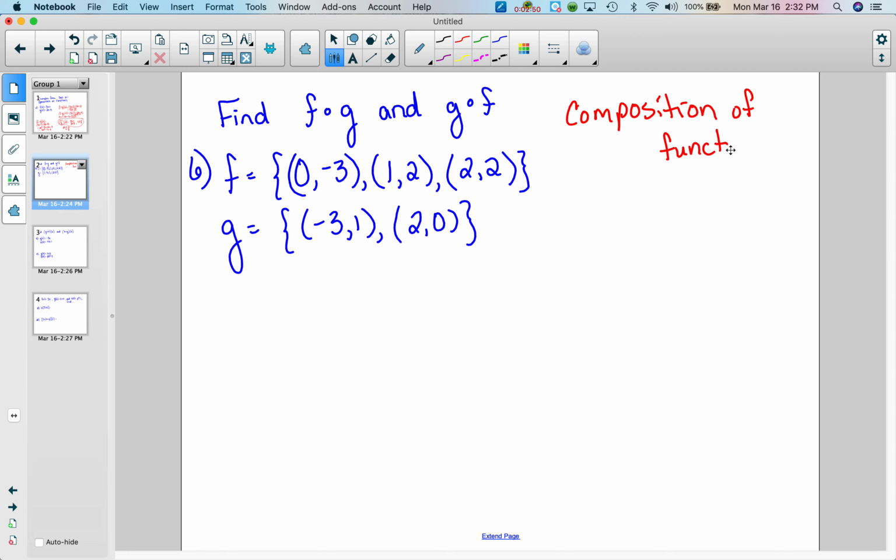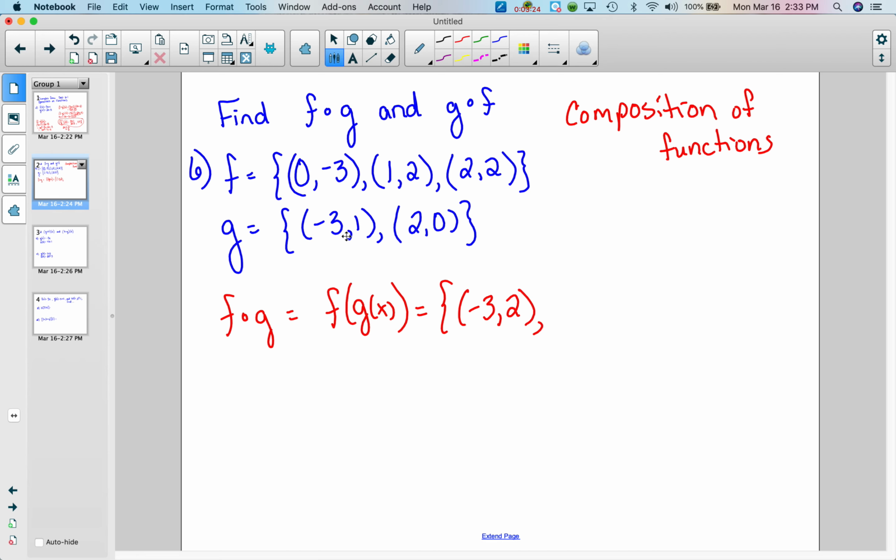So we're going to start by coming up with f of g of x. Now remember, you can think of f of g like this: we're putting g inside of f. So the g is what we're going to start with. So I start with this negative 3. The negative 3 goes to a 1. So then I have to look up here in f, and I see what the 1 goes to. The 1 goes to a 2. So then negative 3 goes to 2.